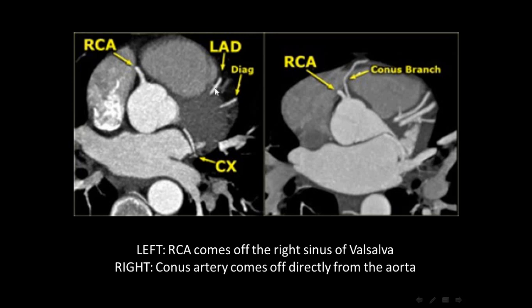On the left side here, we see the left anterior descending. How do we know this is the left anterior descending? Because it's between the ventricles, right? So the right ventricle and left ventricle should be here. These are the diagonals, the branches of the left anterior descending. This is the circumflex between the left atrium and left ventricle.